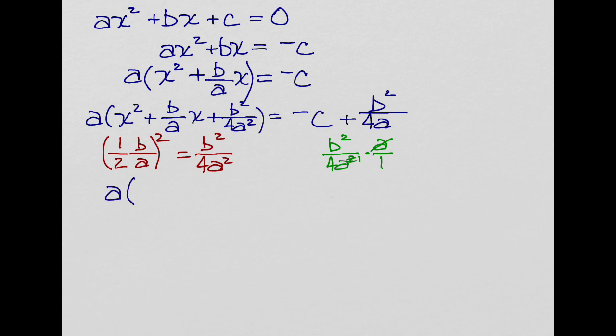On the left, I've completed the square, so I can now factor this thing in the parentheses as x plus, and it's going to come from here, what I got after I divided the coefficient of the x by 2 and before I squared it. So that's b over 2a. And it's going to factor as a square. That's the whole point of completing the square.